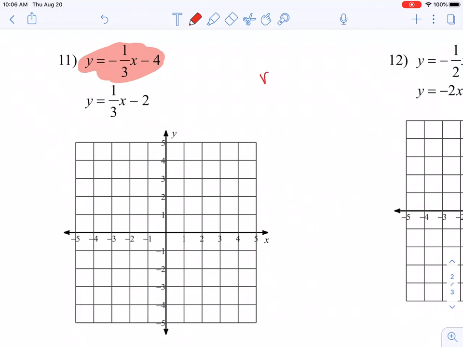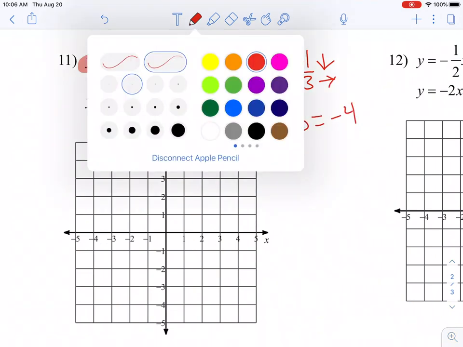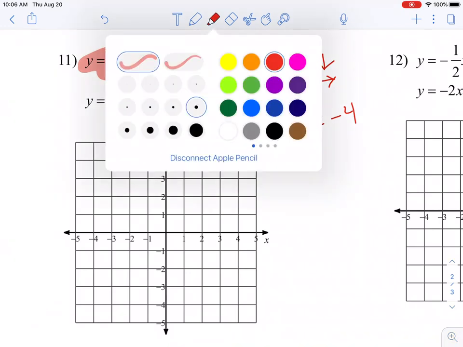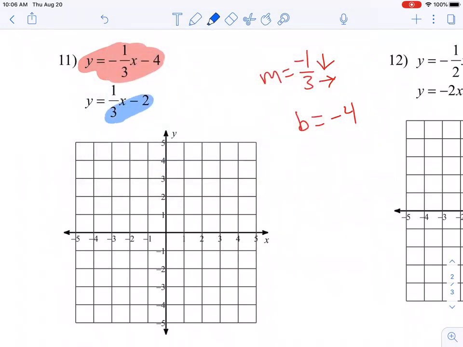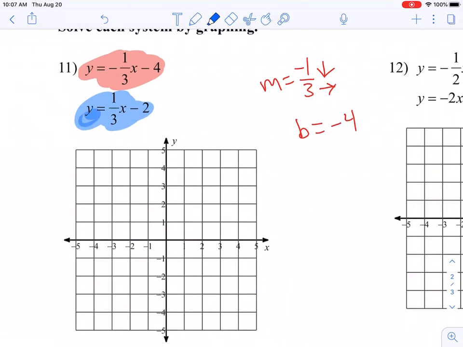For my red equation, my m is negative 1 over 3, which means we're going to go down and right. And my b is negative 4. For my blue, my m is positive 1 over 3, so I'm going to be going up 1, right 3 for my blue line, and b equals negative 2.